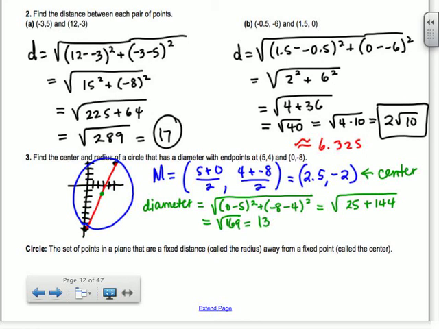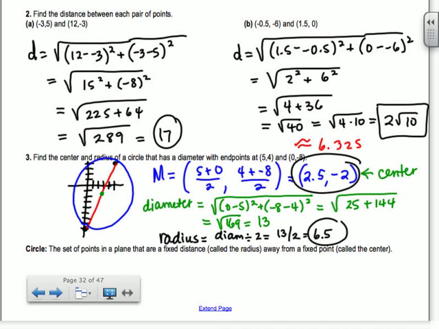Okay, that's your diameter. So that means your radius is diameter divided by 2. So 13 divided by 2 is 6.5. So we have our center and we have our radius. That's it. I think you guys have one like that on your homework.